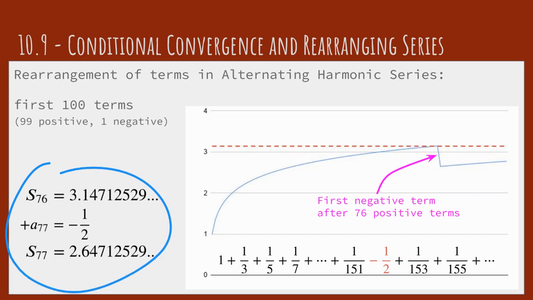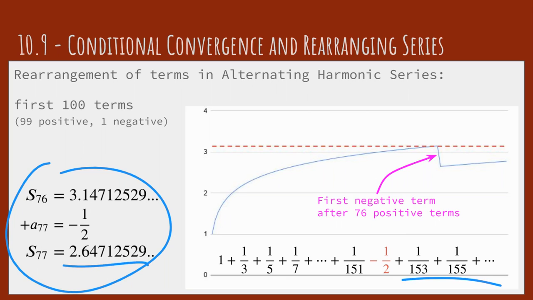We already talked about this, but the 76th partial sum is slightly bigger than pi. We add on the 77th term, which is going to be the negative 1/2, the first negative one from that pile, and then we get a partial sum that is 2.64. So then we start adding more. So we're adding on the 1 over 153, 1 over 155, and so on.